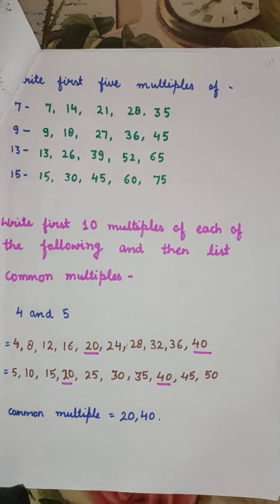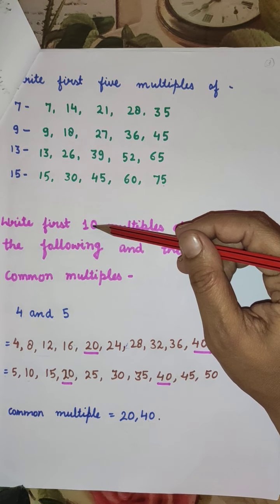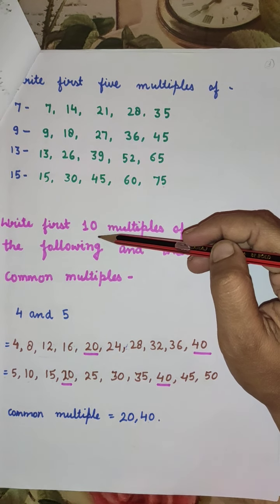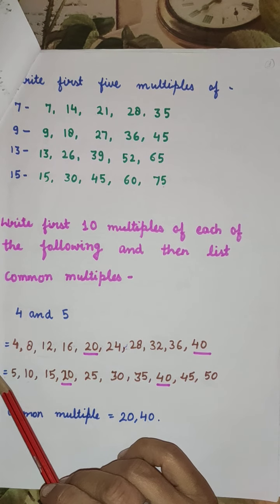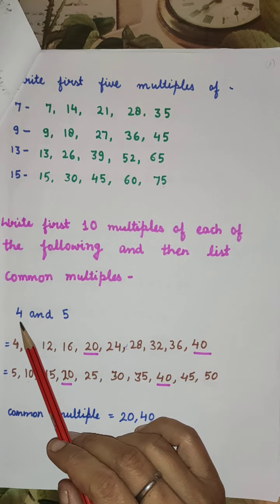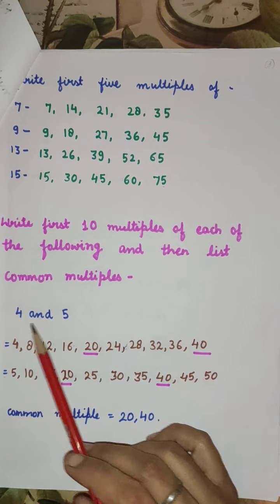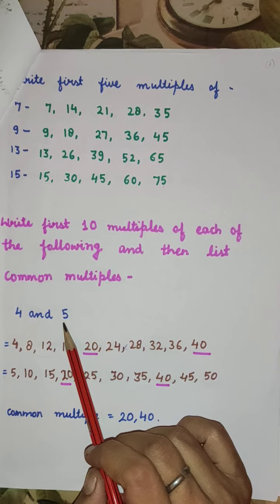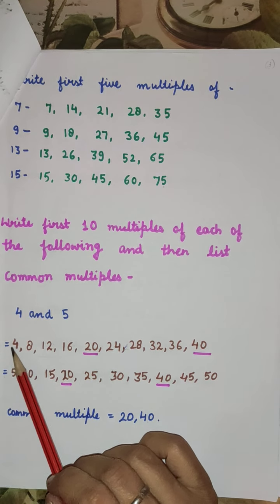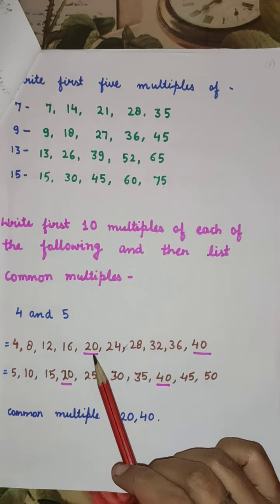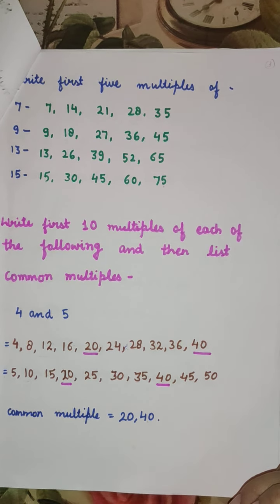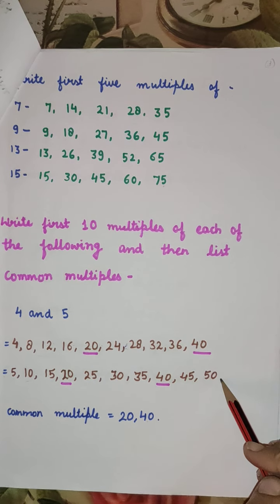Write the first multiples of each of the following numbers. Not 5, you have to write the first 10 multiples of 4 and 5. Means for the table of 4, you have to count till 4 tens are 40, and for the table of 5, you have to count till 5 tens are 50. Now 4 ones are 4, 4 twos are 8, 4 threes are 12, 4 fours are 16, 4 fives are 20, 4 sixes are 24, 4 sevens are 28, 4 eights are 32, 4 nines are 36, and 4 tens are 40. According to that, you have to do 50.